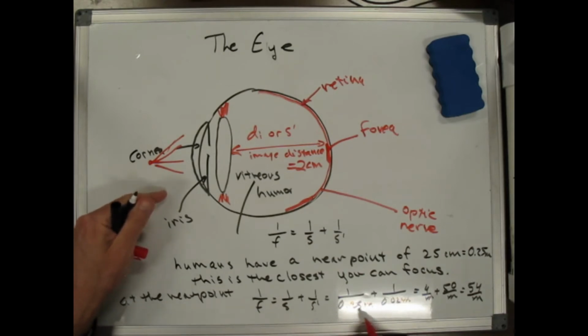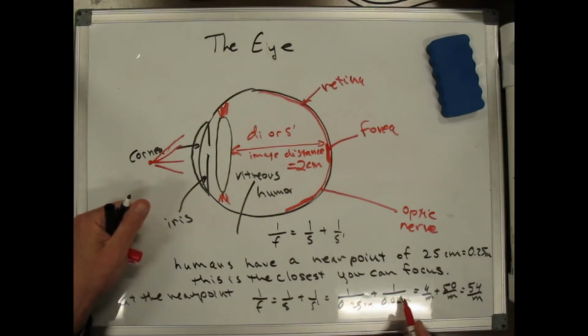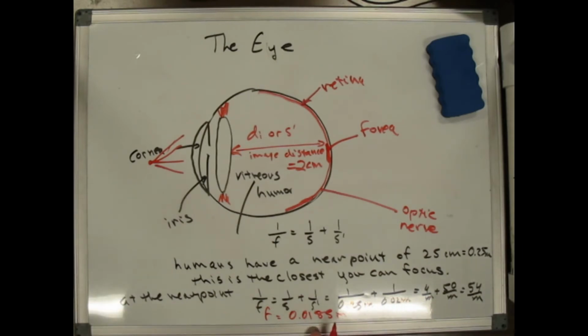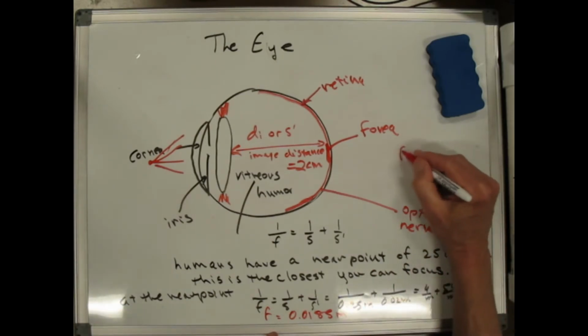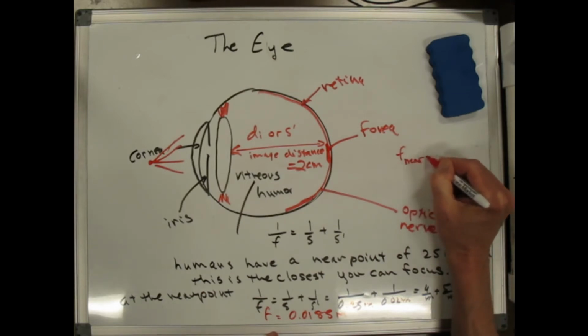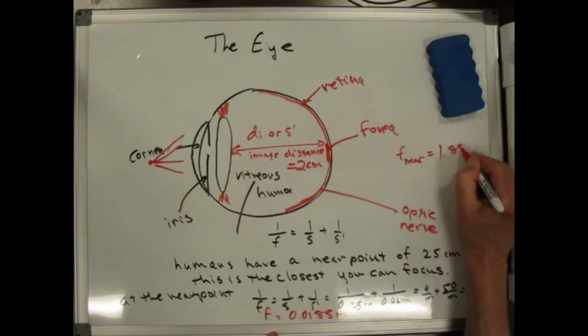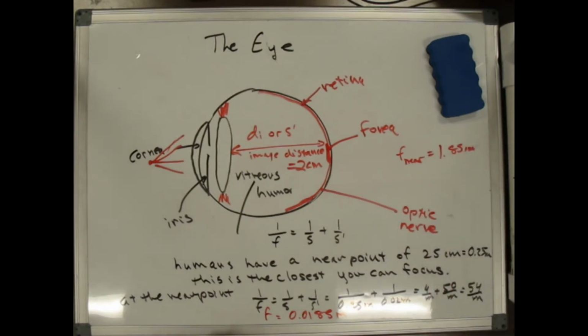And so the focal length I need for that is 1 over the object distance plus 1 over the image distance, which is 1 over f is equal to 54 over a meter, and so that gives me f is equal to 1 over that, so it's 0.0185 meters. So for the near point, it is 1.85 centimeters. That's the shortest focal length my eye can make and still bring an object into focus.